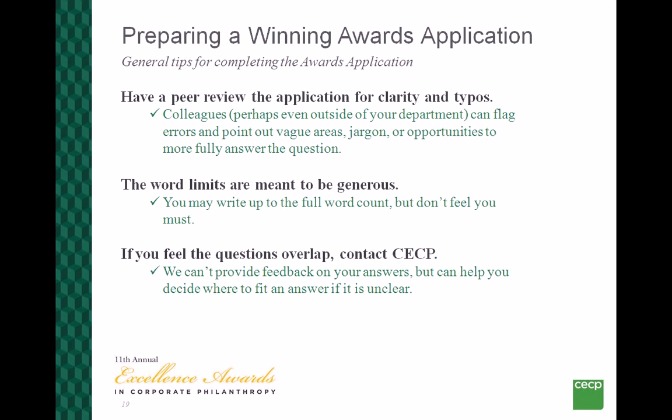A couple of just basic pieces of advice here, but maybe good to build into your own personal timeline. Colleagues, and perhaps even those outside of your department, might be really helpful in looking at your application with fresh eyes. Not only will they be able to help you catch any little wordsmithing issues, but they might also help you spot any jargon that you've used or any opportunities they see to answer the question more completely. Another thing as you look at the application is that we have word limits for each question. We designed these to be quite generous, so don't feel you need to write up until the last word. If you feel like you've answered the question in fewer words, you're welcome to stop there. We did mean to be generous.